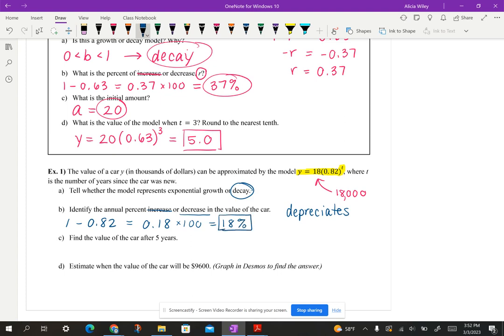So let's find the value of the car after 5 years. So if t represents number of years, that means 5 is going to be your t. So let's go ahead and plug this in. Go ahead, pause the video or take a quick moment and go ahead and plug that into your calculator. You really need to make sure that you are understanding how to calculate this correctly without someone's help.